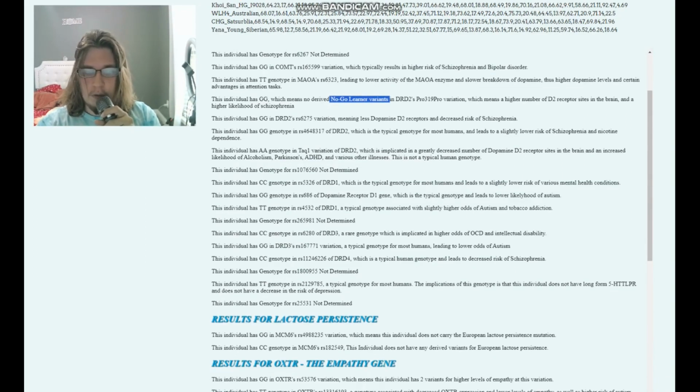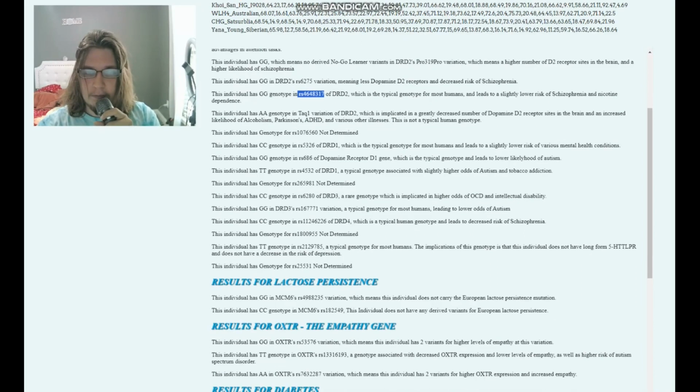Okay, so the gorilla has GG in this variation of DRD2, meaning less dopamine D2 receptors and decreased risk of schizophrenia. GG here is the typical genotype for most humans and means lower risk of schizophrenia and nicotine dependence. I think having AA here, or having the A allele in this variation, is very human, and it's also quite negative because it has a lot of negative impact on your mental health.